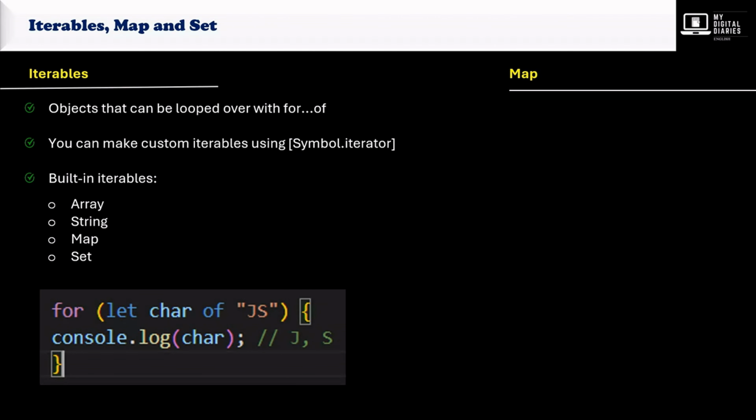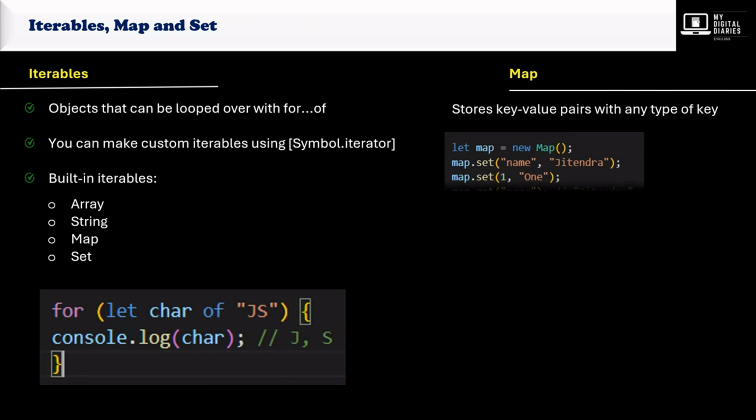Then we have a Map. A Map in JavaScript stores key-value pairs. Unlike objects, where keys are usually strings, a Map allows any type of key. It can be a string, a number, or any other object. So this is an example. Here we have a string name, Jitendra, as key and value. Here is a number 11. Maps are great when you need to associate values with different types of keys and maintain the order of insertion.